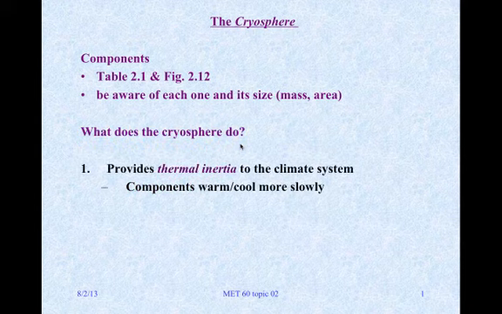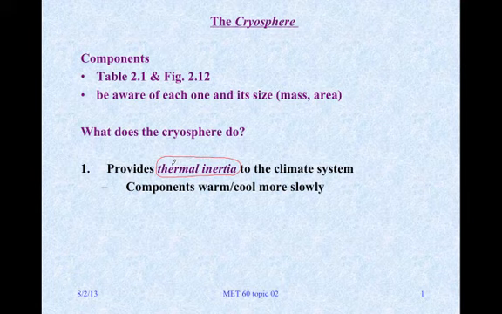Well, first of all, it provides something that we call thermal inertia. Okay, so all students know what inertia is. It's the inability to get out of bed in the morning. That's inertia, a slowness. Thermal inertia is also a slowness in warming up and cooling down. So the cryosphere provides a thermal inertia. When the sun shines, the frozen part, the cryosphere, doesn't warm up very rapidly, and it slows down the warming of everything else.